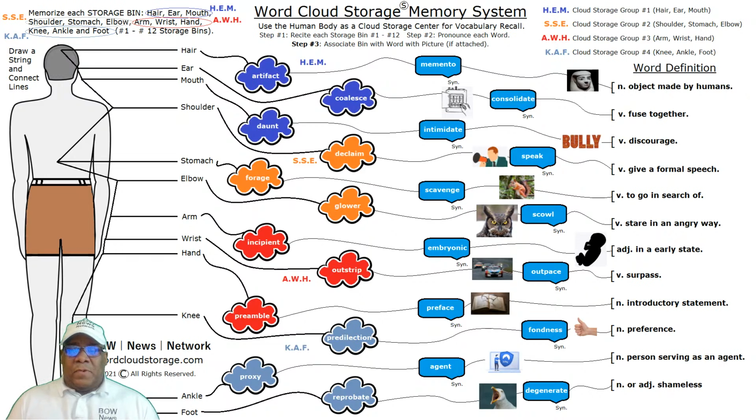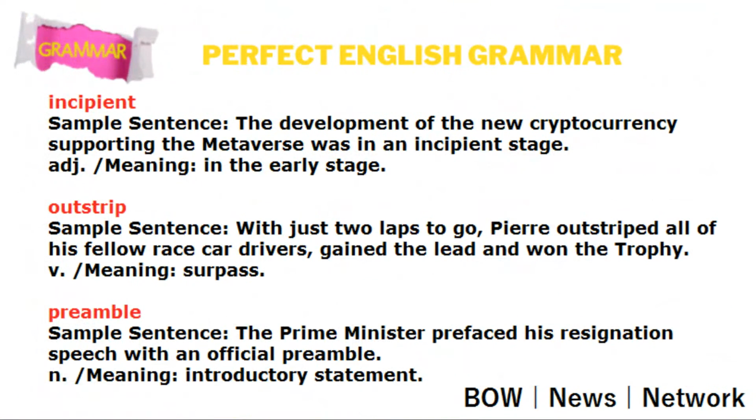synonym embryonic, and we see the image of the embryo in the early state. So let's see how it's actually used in a sentence. Incipient. Sample sentence: the development of the new cryptocurrencies supporting the metaverse was in an incipient stage. Let's make sure that we're pronouncing that word incipient correctly. The development of the new cryptocurrency supporting the metaverse was in the incipient stage. Incipient, yep, adjective, meaning in the early stage.